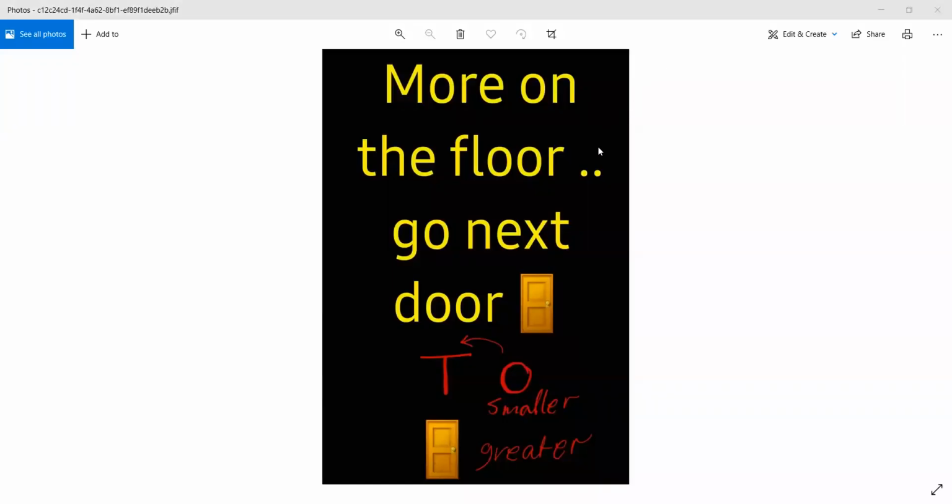But if we look at the numbers in the ones digit and we find that the number on the top is smaller than the number on the bottom, that means that we have a problem. We can't subtract a greater number from a smaller number. More on the floor, go to the next door. That means that we have to ask for help. We should ask the neighbors for help.